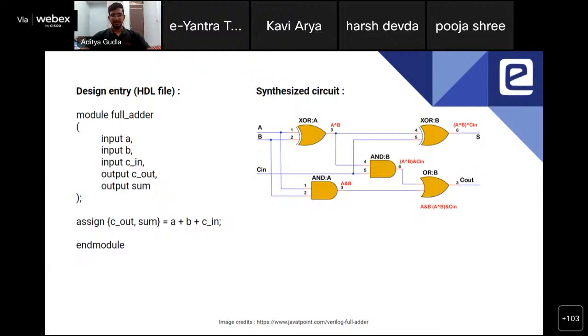So this is an example of how synthesis happens. You write an HDL code. This is an example of a full adder. Based on your HDL code, a circuit is synthesized, and this circuit is then implemented on the FPGA.